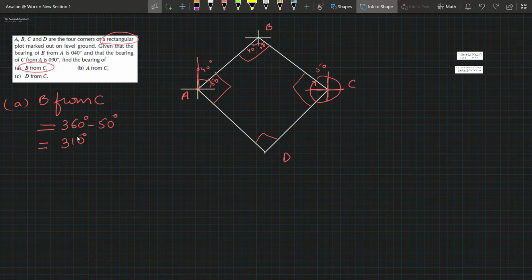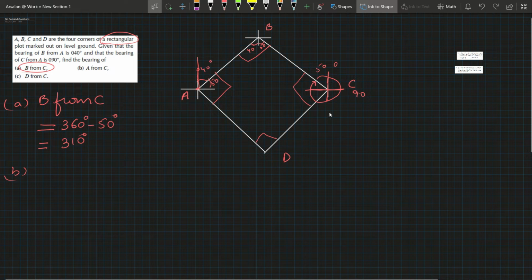Similarly, A from C, that is easier. C was in the east of A, then A will be in the west of C. So we can orally find it. We know that it is 0 degrees, it is 90, it is 180, and this is 270. So this part has a direct answer without any calculation. A from C is equal to 270 degrees.